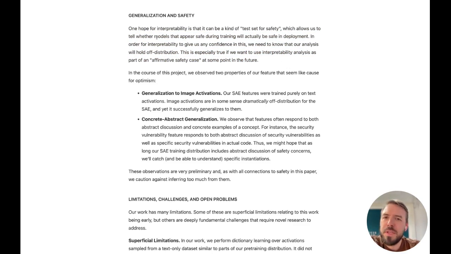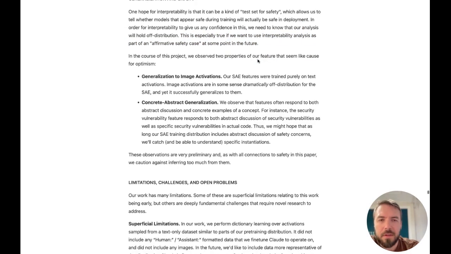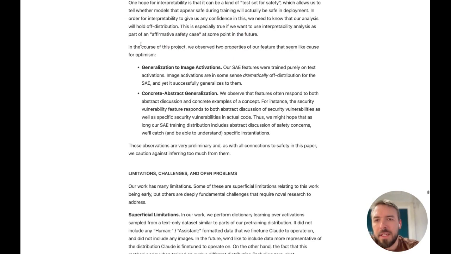So what does this mean? We need to know that analysis will hold off distribution. Yes, so they're looking at the features using the sort of data they know about. But if they get off distribution data, so the kind of data they haven't seen before, are these features still useful for interpretability? Makes sense. Especially true if we want to use interpretability analysis as part of an affirmative safety case. Okay, so yeah, that makes sense.